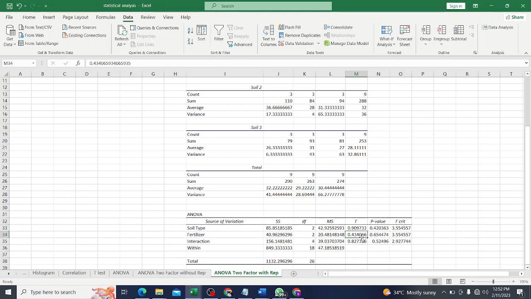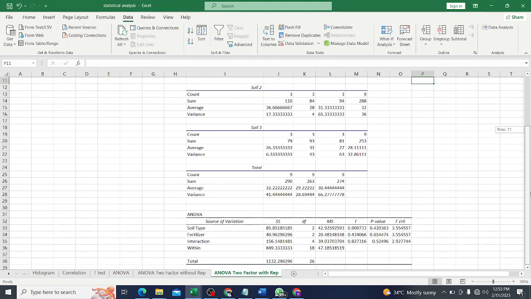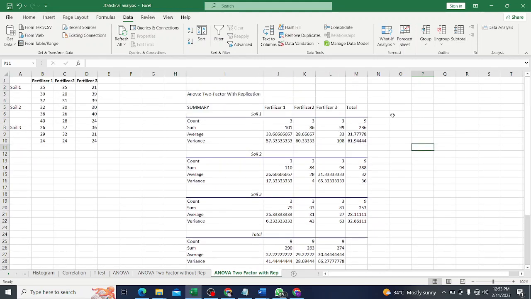And also the same thing if you use the p-value: this p-value is greater than 0.05, so you are not rejecting H naught. The same thing applies to fertilizer, and the same thing applies to the interaction effect. So that implies that there is no significant difference in the means of the groups when we use ANOVA two-factor with replication. So basically, this is all you need to know about ANOVA in Excel. Thank you very much.